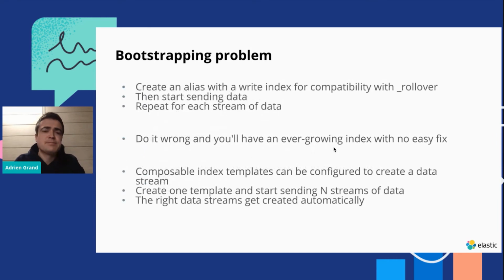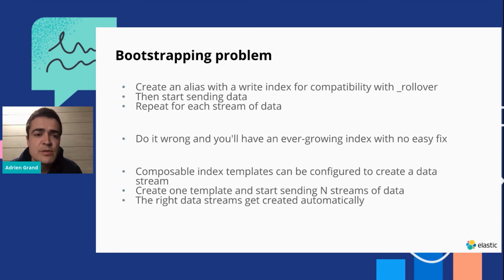Next slide, please. Yeah. So what's that bootstrapping problem that I mentioned? If you were familiar with this way of working with time-based data, where you have an alias with multiple backing indices, and regularly the rollover action would move the alias to a new index in order to have fixed size indices behind your alias, it wasn't formally a data stream at the time, but let's call it that way. The issue we had with that is that you had to configure that alias first before starting sending any data.